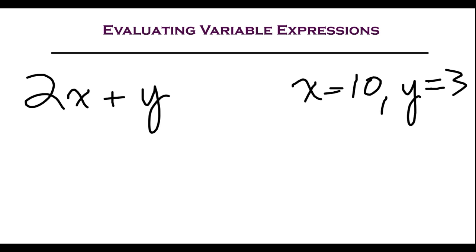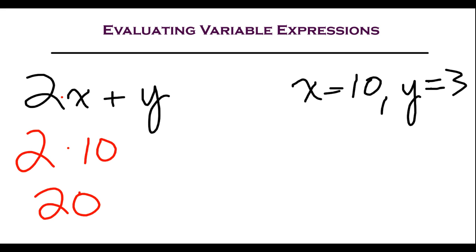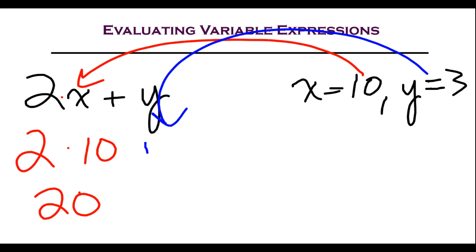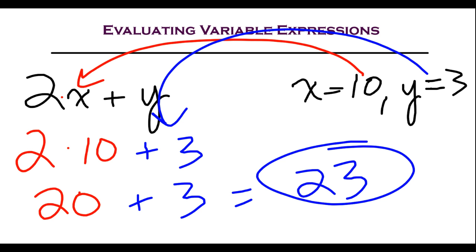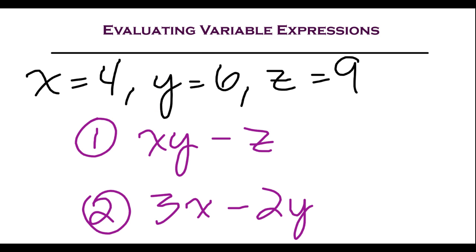So, for example, if we have 2x plus y, where x equals 10 and y equals 3, that's 2 times x, so 2 times 10, which is 20, because that's what x is. And then finally, y equals 3, so that's 2 times 10 plus 3, or 20 plus 3, which is 23. That is the value of that expression when x equals 10 and y equals 3. So go ahead, pause the video, evaluate these 2 expressions using x equals 4, y equals 6, and z equals 9. Remember that 2 variables smashed together, or a number and a variable smashed together, means multiplication, and come back when you are ready to see the answers.